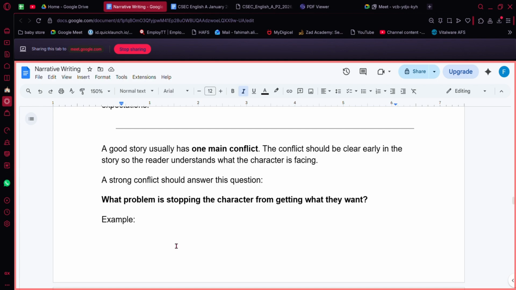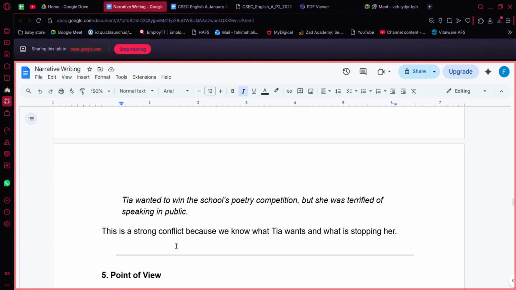But a good story usually only has one main conflict. It should be clear early in your story so the reader understands what the character is facing. A strong conflict should answer the question, what problem is stopping the character from getting what they want? For example, Tia wanted to win the school's poetry competition, but she was terrified of speaking in public. So it is clear what Tia wants to do, but it is also clear what is preventing her from getting it. So you should state your conflict early.